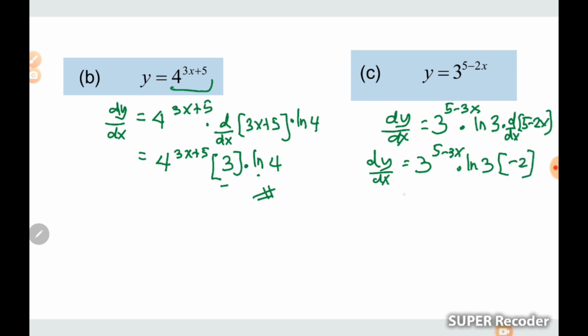So how to arrange? Normally, we will write the constant first, then we have ln 3, and lastly we have the function, that is 3 to the power of 5 minus 2x. So please note we have three terms here.